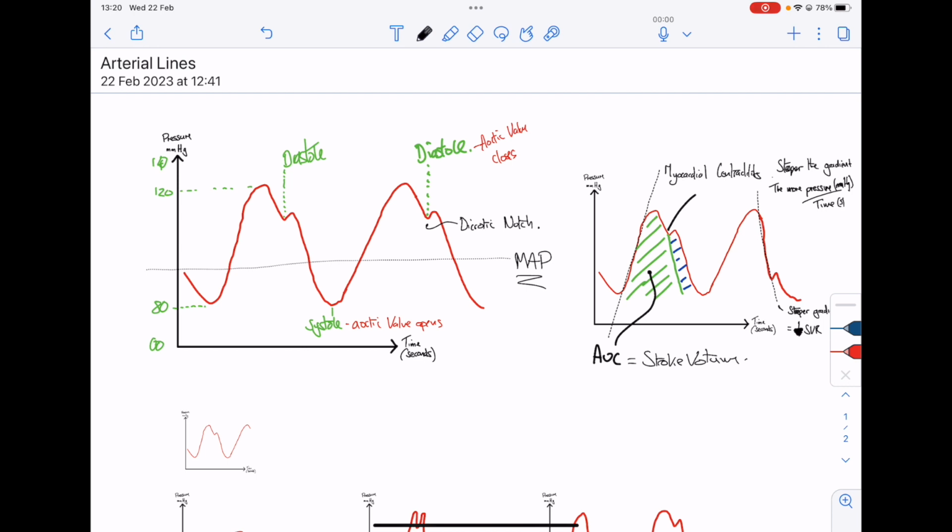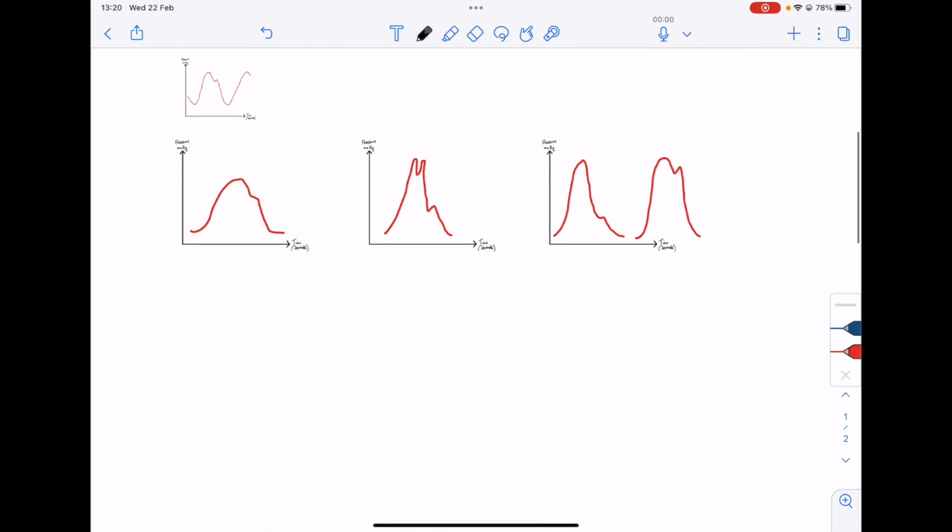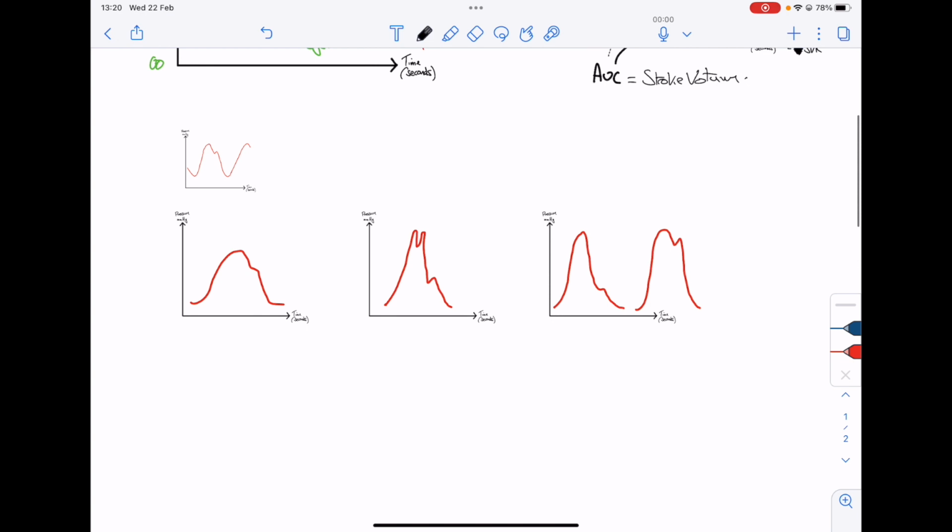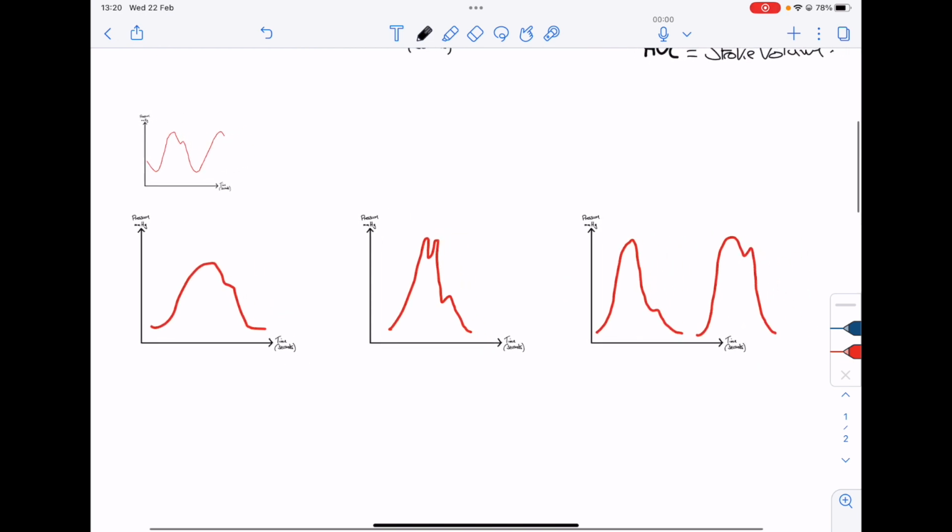So moving on, we've got a few more examples of the arterial pressure waveform and what these may or may not be. So, being able to draw these in an exam, you might be asked to draw one or two of them, probably not, they probably won't have enough time, but it might come up in discussion afterwards, or in an OSCE they might show you pictures of these and ask you to figure out what's going on.